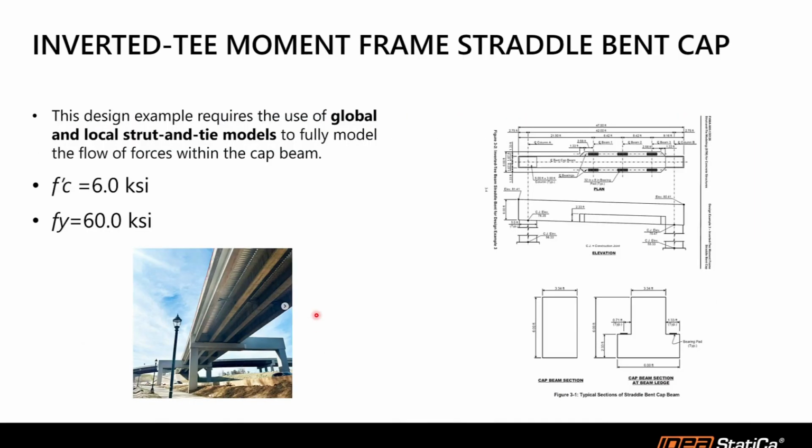In that design example, they explain the process of using the strut and tie method in the global model of the beam. And then they also use a local model for the cross-section at the beam ledge. The beam section changes from rectangular to an inverted T along the length of the frame. So you can see it here in the plan view.